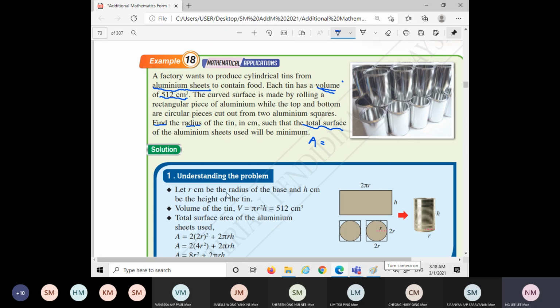So now you see. Let R be the radius, H be the height of the tin. Volume of the tin: if you don't know the formula, bye-bye already. No need to do, because it's not given in the list and also not in the questions. Sometimes the question is very kind and will give you the formula in the question, but they also may not. So this is the volume of the cylinder: pi r squared, the area of the circle, times the height of the cylinder, is equal to 512.